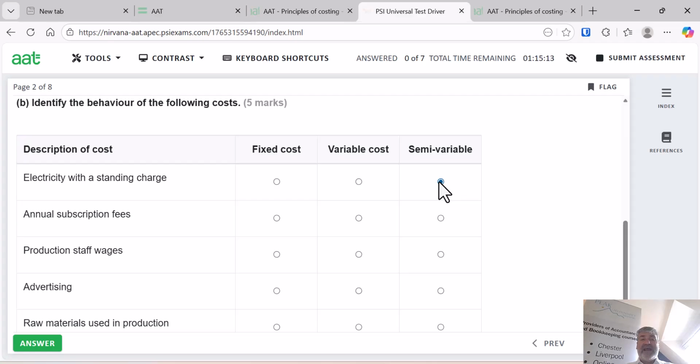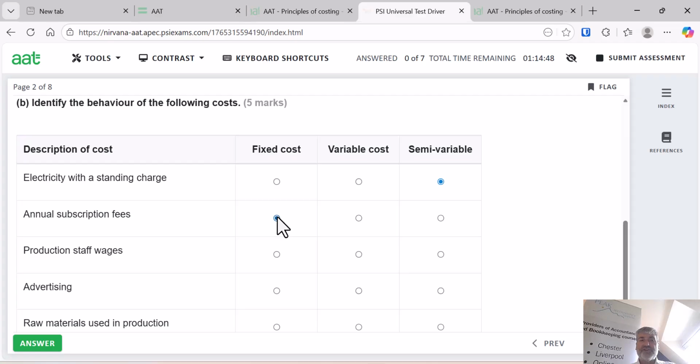Now, what about an annual subscription? I would say that is a fixed cost. We know exactly how much the subscription cost will be, and it is fixed for the entire year. It is not going to fluctuate in terms of our usage.